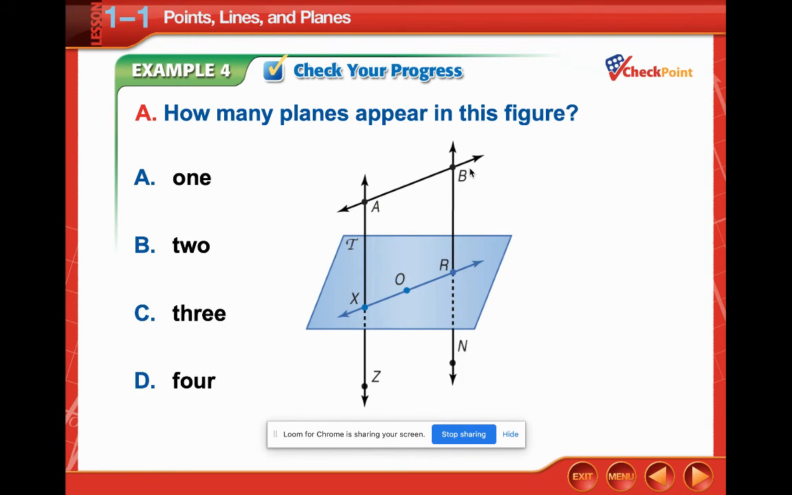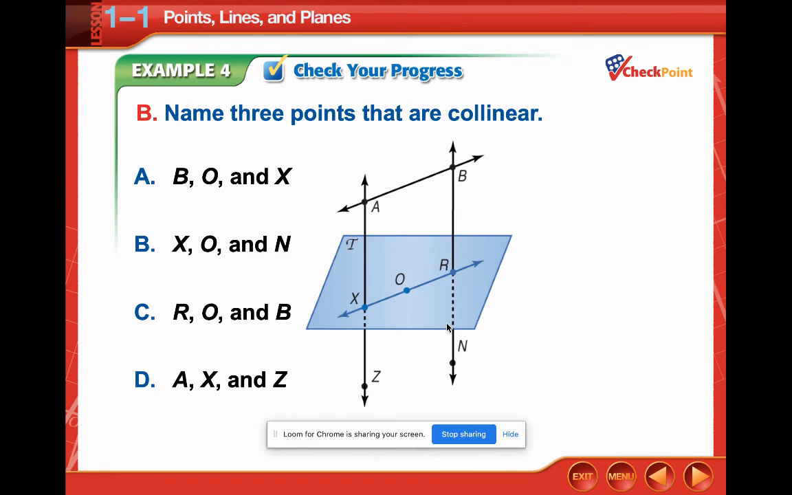All right. A little problem for you. How many planes appear in this figure? Again, a tough question asking about planes when there's only one shown, but how many planes are there? Why don't you guys take a quick guess on this one? All right. If you said that there were two, you were correct. There's plane T that is shown on here, and then in addition, there's plane ABN.